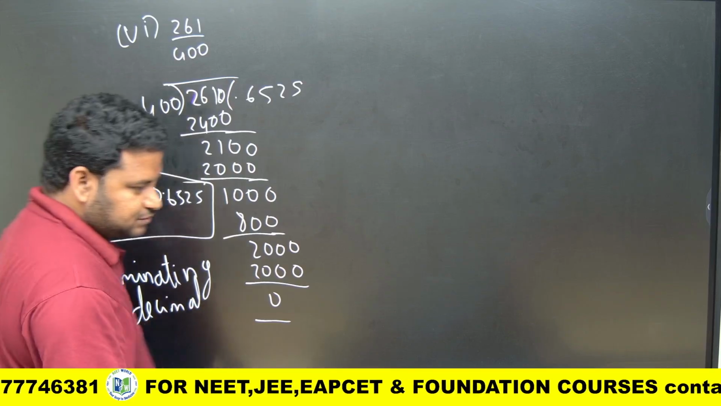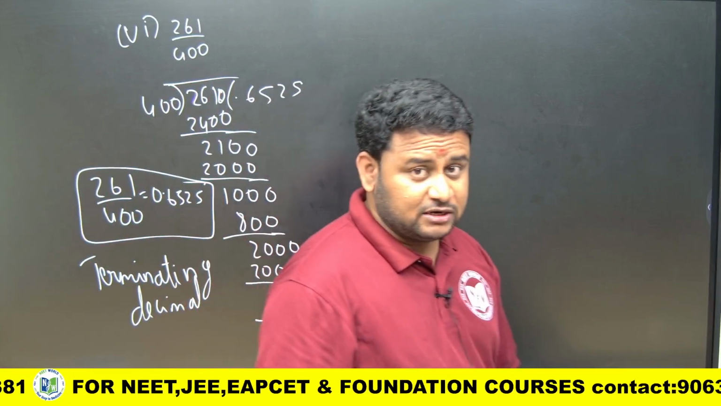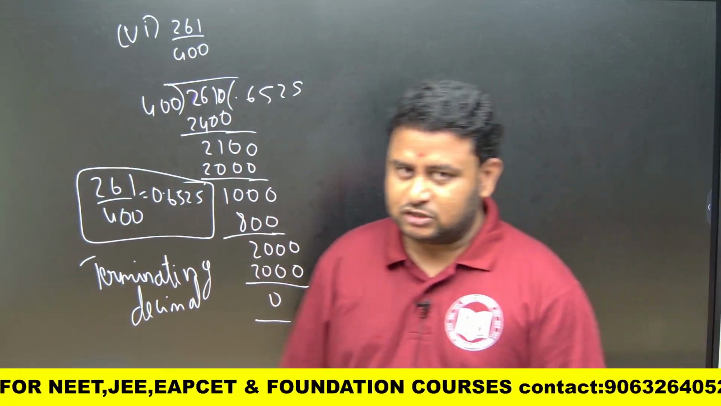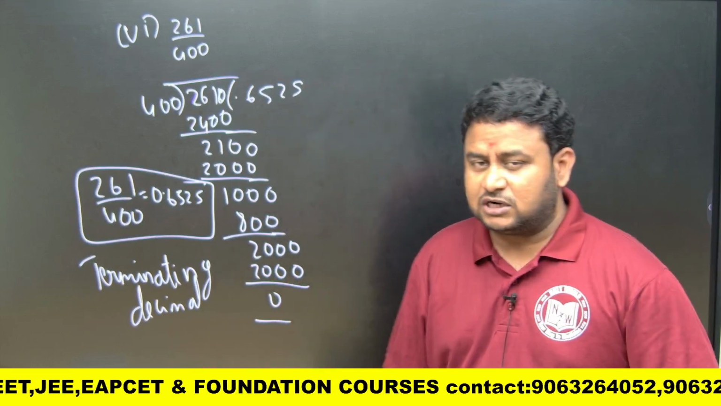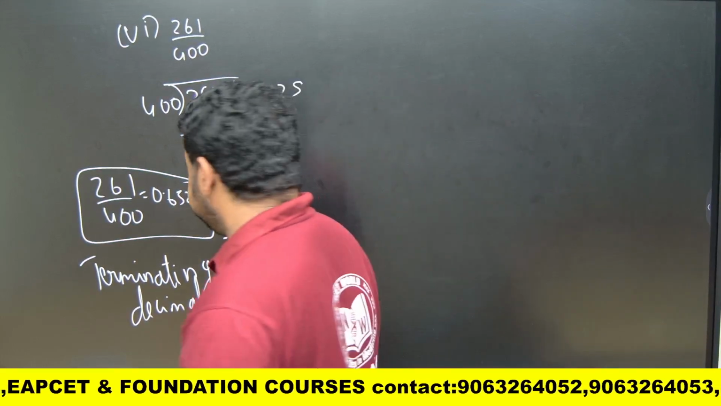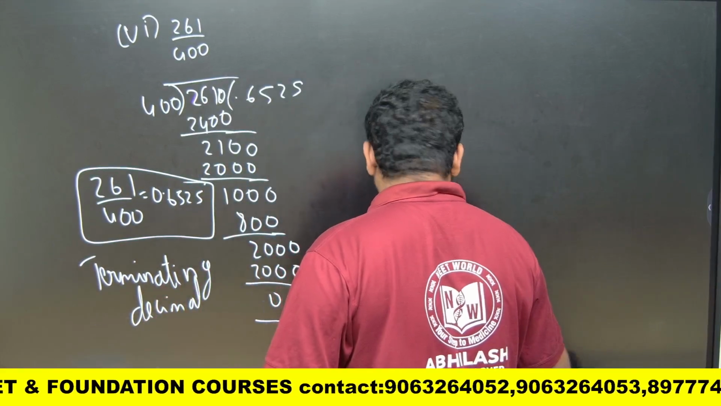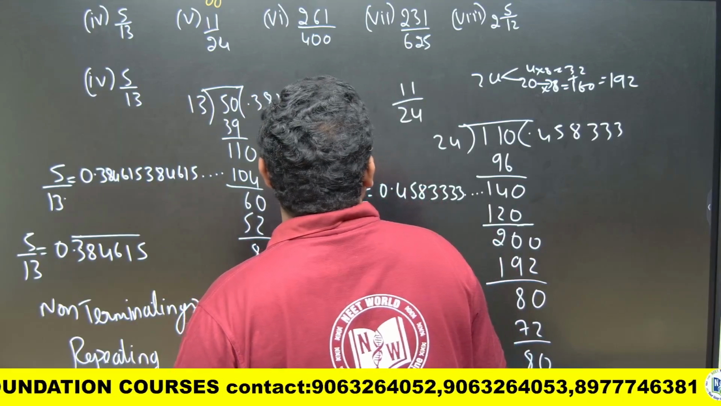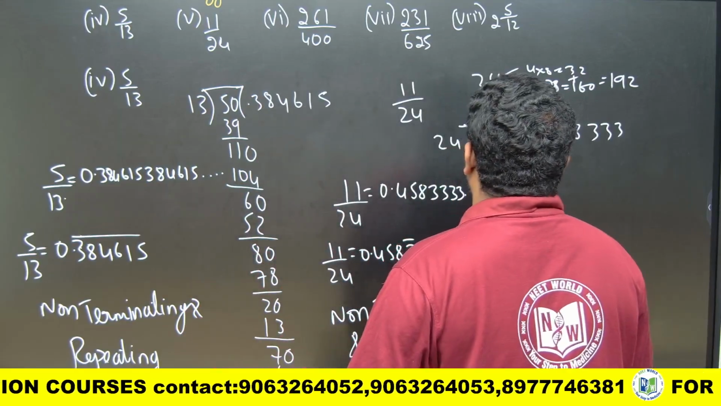So in the previous two questions we got non-terminating and repeating. Here we got a terminating decimal. In the first two questions we got terminating. Let us look at the next question, friends. That is the seventh question, 231 by 625.